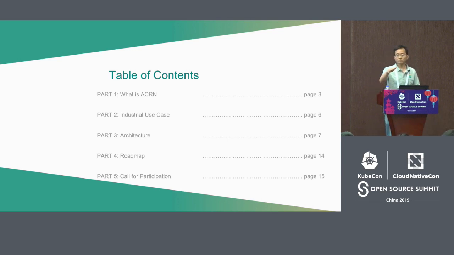This is the table of contents. First is ACRN. What is ACRN? 60% of the audience today know ACRN. 40% do not know. So I will introduce this briefly.